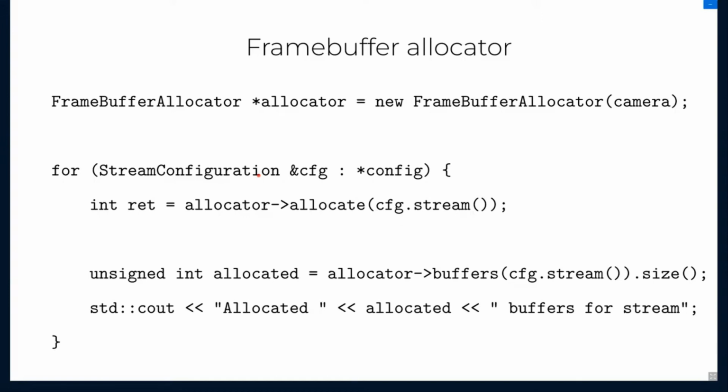So for each stream, you have to allocate buffers. We would iterate on each stream configuration and allocate buffers. It simply allocates the required number of buffers it thinks it can, but I am sure you can specify your own set of requirements as well for the buffer allocation.